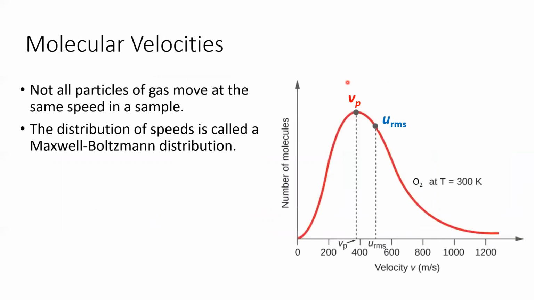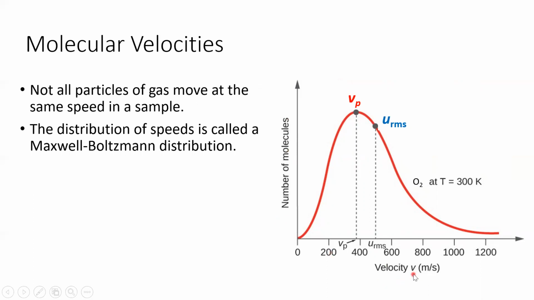So if we were to look at a gas, and the gas has billions of particles in it, not all of the particles of that gas are moving at the same speed. Some of the particles are moving slower. Some of the particles are moving faster. When they collide into each other, there's an exchange of energy between the particles. And we look at those velocities in terms of what's called the Maxwell-Boltzmann distribution.